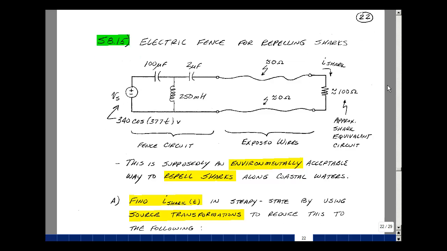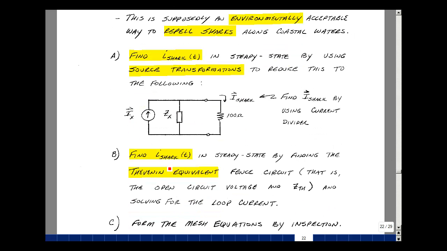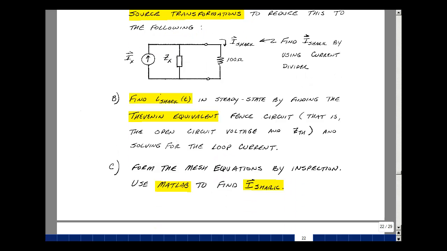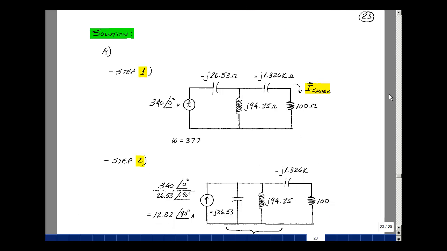First, find I of shark of t in steady state by using source transformations to reduce the above circuit to the following. We've got a current source and an impedance, and then our load. We'll find the current in here using the current divider. Let's repeat the same problem using a Thevenin equivalent circuit of the fence. That is, find the open circuit voltage and the impedance, and then solve for the loop current, which is the current in the shark. Then lastly, let's form the mesh equations by inspection, and use MATLAB to find the phasor value of I of shark. So let's solve for I of shark using our 3-step algorithm.